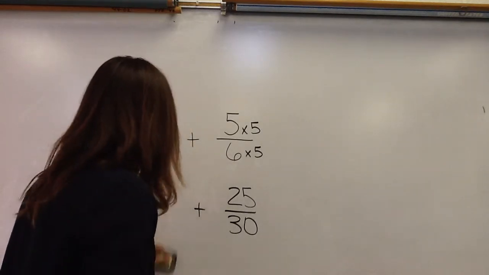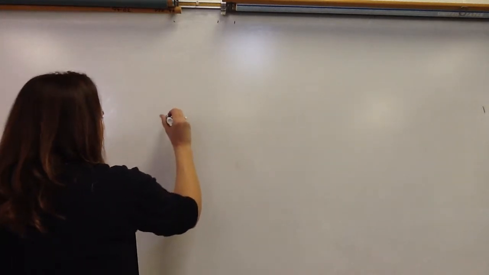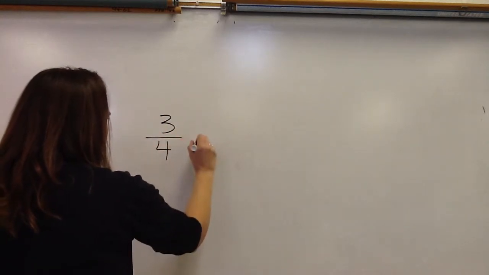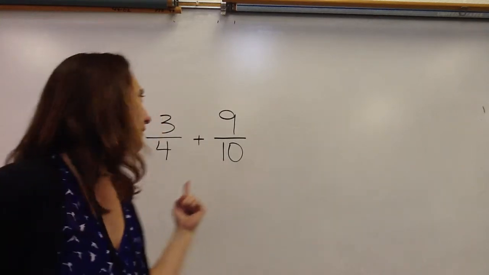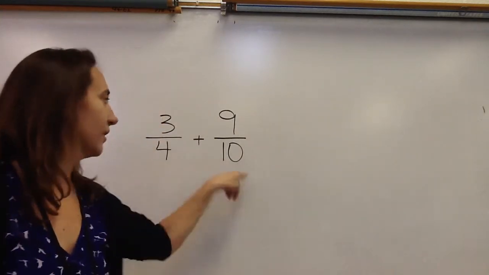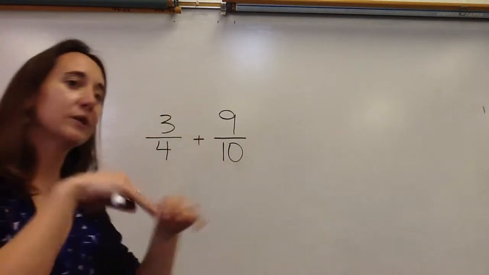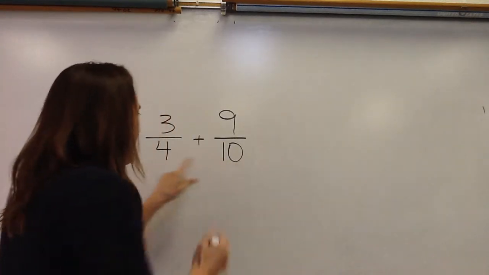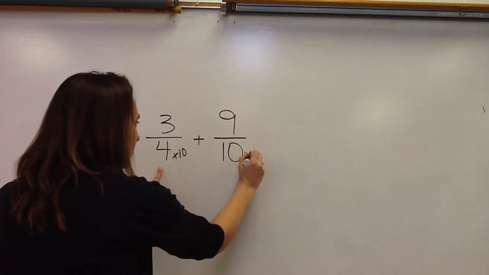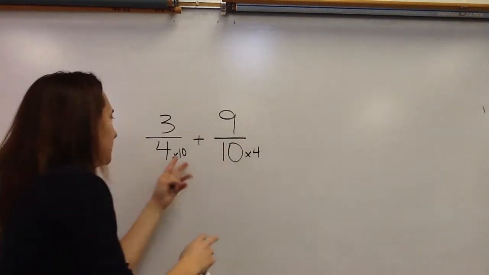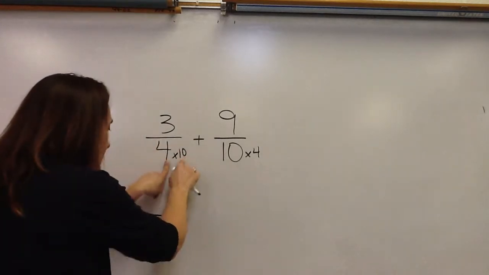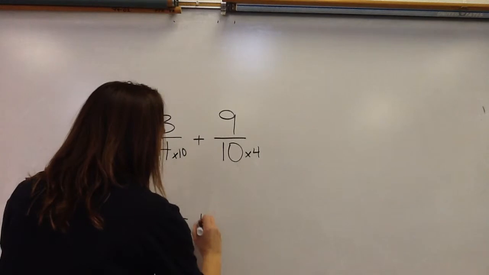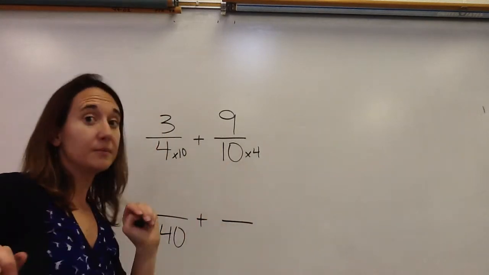In this one, we're going to do 3/4 plus 9/10. Now again, you say, okay, can I make 4? No, I can't do that, so I'm going to cross multiply. I'm going to multiply this one by 10, and I'm going to multiply this one by 4, because I know that 4 times 10 is the same as 10 times 4. That would give me a common denominator. So what is 4 times 10? It's 40. And of course, that is the same as 10 times 4.